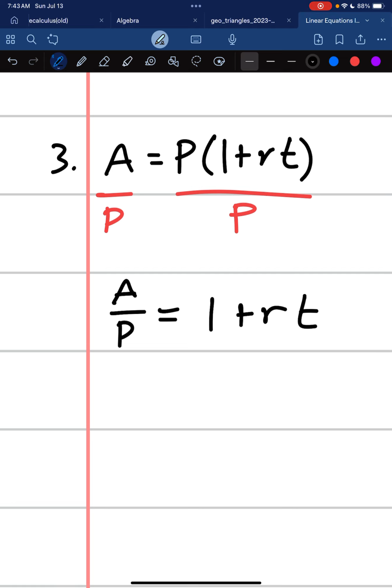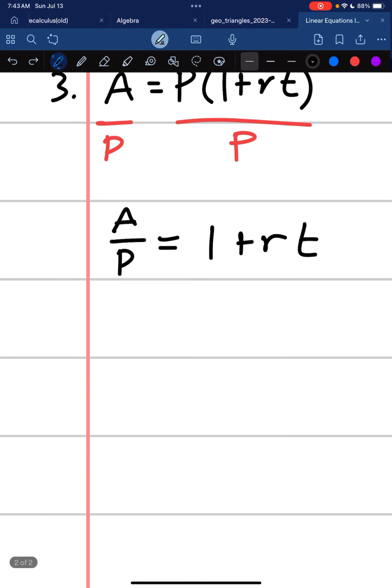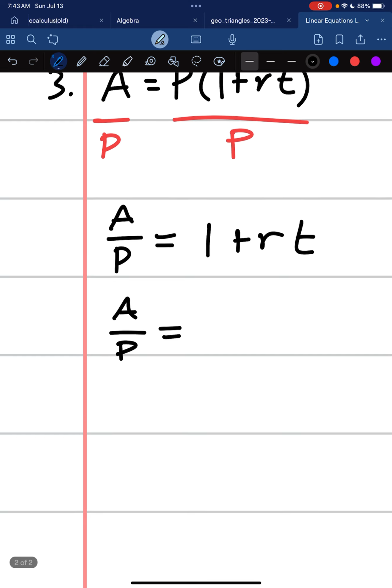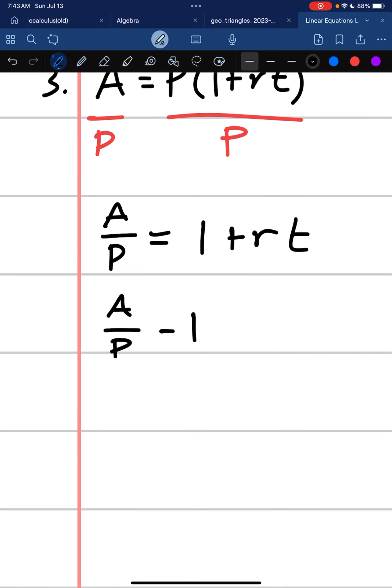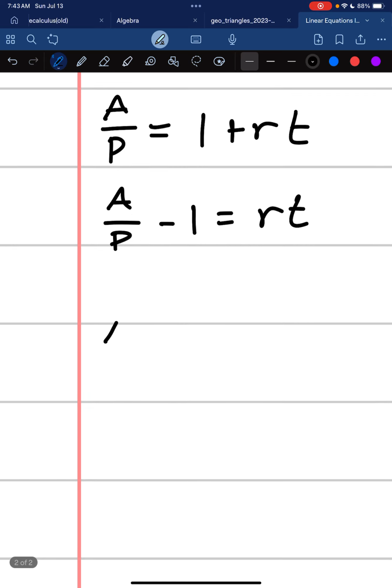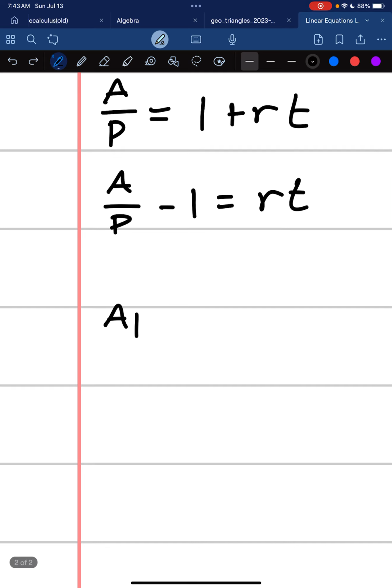So now we've sort of gotten rid of that distributing situation, and we just have a much simpler situation here, right? Now I'm going to start off by subtracting both sides by 1, and I get A over P minus 1 equals RT, because I'm subtracting both sides by 1. And lastly, I can divide both sides by T, and I get A over P minus 1, all over T, equals R. And there are ways that you could simplify this, but we'll leave it like that for now.